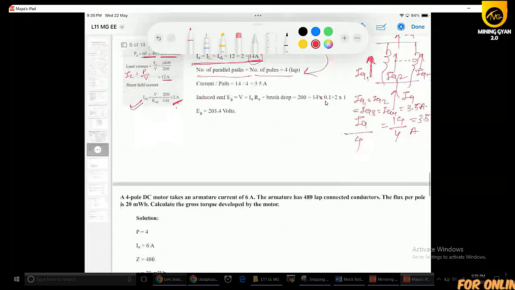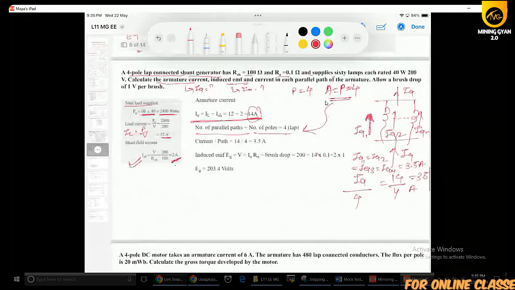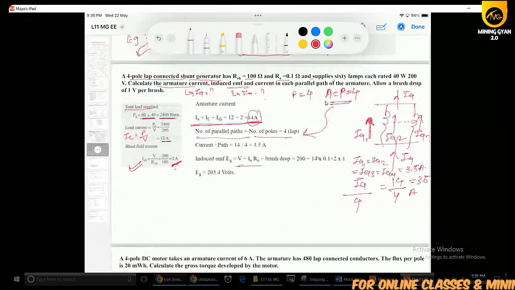Then how to calculate the induced EMF? You already know this equation. Yes, they have given the brush drop.